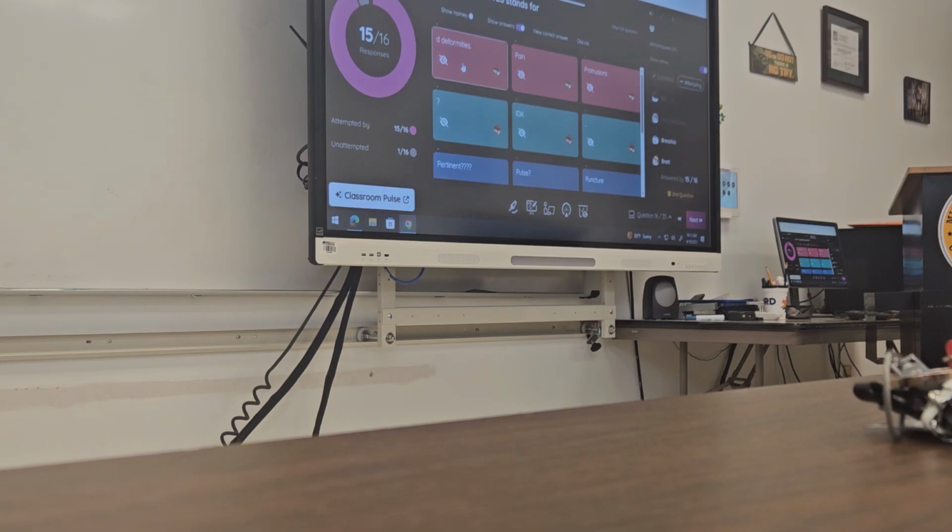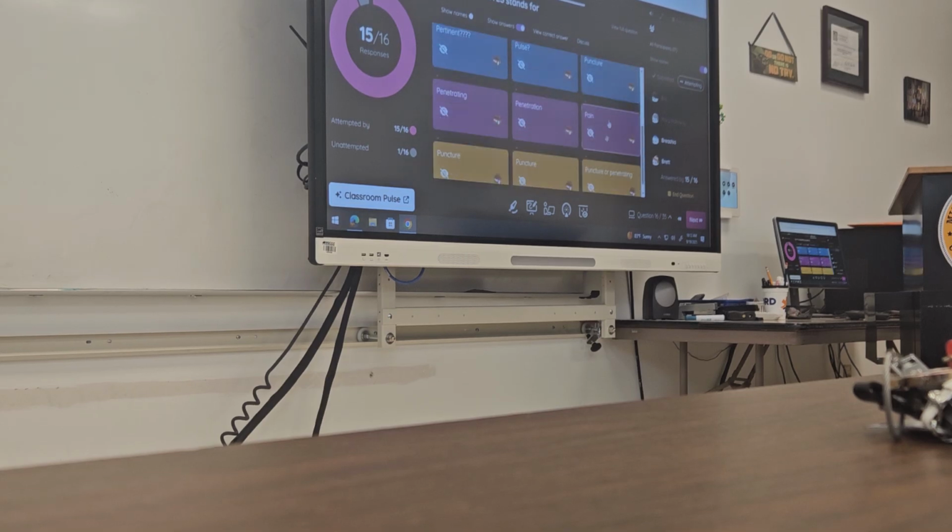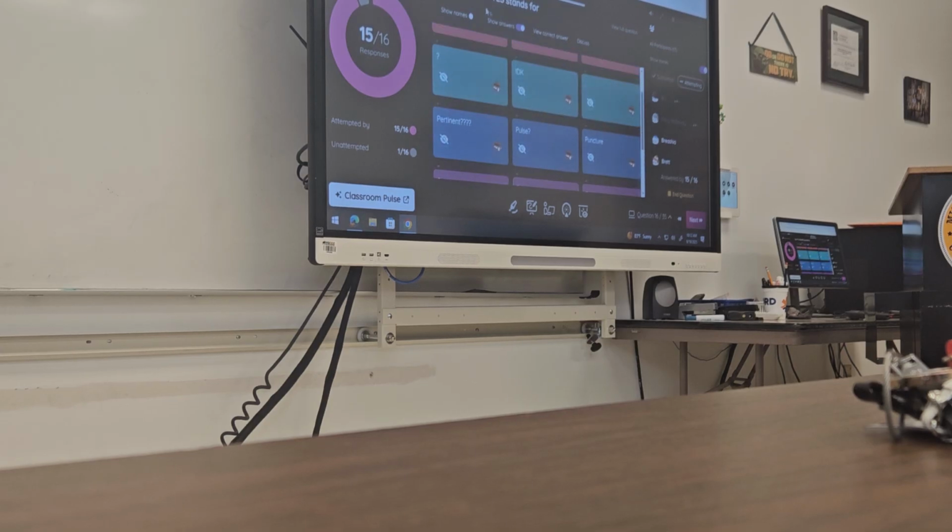D is for deformity chest. You are not wrong. It stands for puncture. There it is. Stands for puncture or penetration. Either one of those are right. They mean the same thing. You have deformity, contusion, abrasion, puncture or penetration, burns, any other trauma. That's swelling. Lacerations. L is lacerations. Okay, so like cuts.